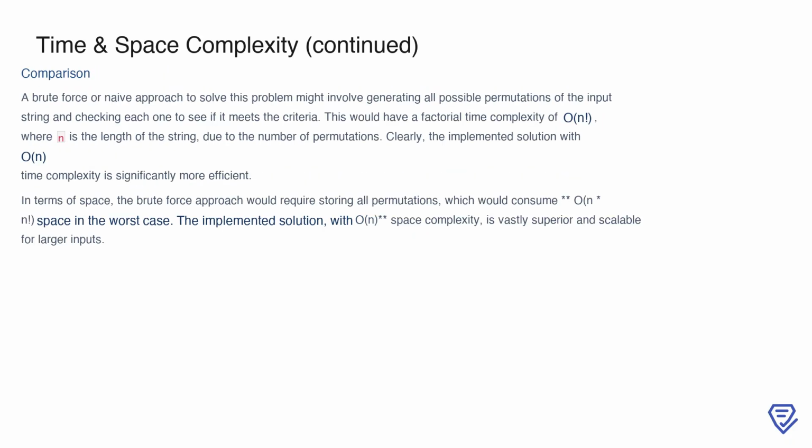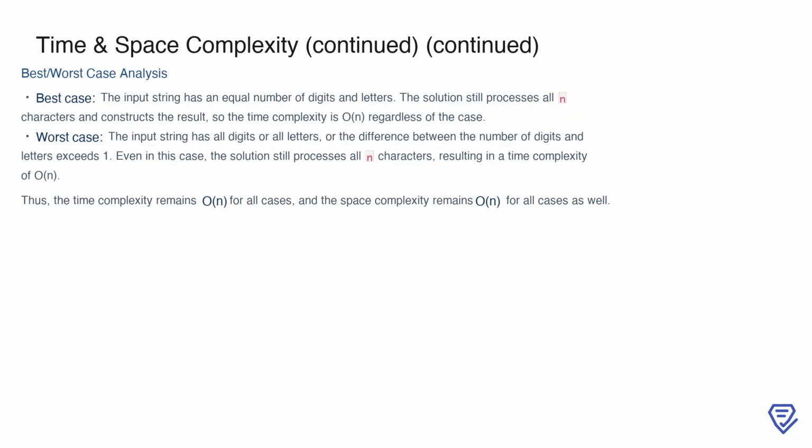When comparing this solution to a brute force approach, the efficiency becomes even more apparent. A naive method might involve generating all possible permutations of the input string and checking each one to see if it satisfies the conditions. This would result in a factorial time complexity of O(n!), as there are n! permutations of the string. In contrast, our solution achieves a time complexity of O(n), which is dramatically more efficient. Similarly, the brute force approach would require storing all permutations, consuming O(n!) space in the worst case. Here, our solution uses only O(n) space, making it far more scalable.